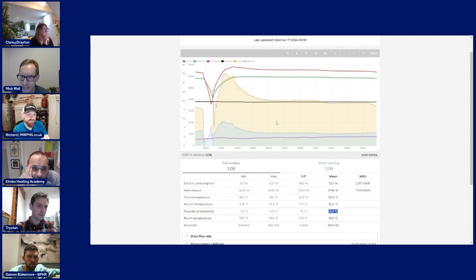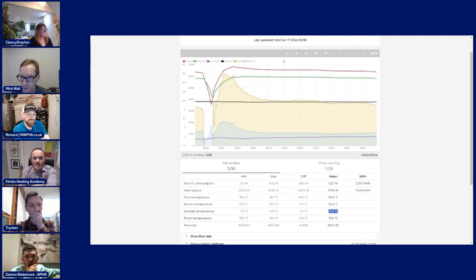So you get all the metrics. We've got the electric in here, so it was just over 1 kilowatt, and the heat out was nearly 4 kilowatts. You've got a big summary down in this part here that gives you all the metrics for that window in view.